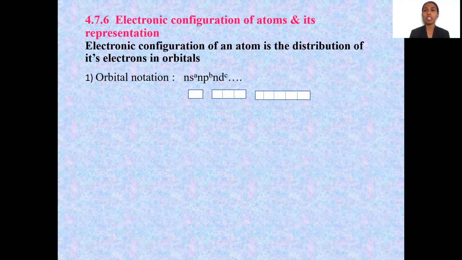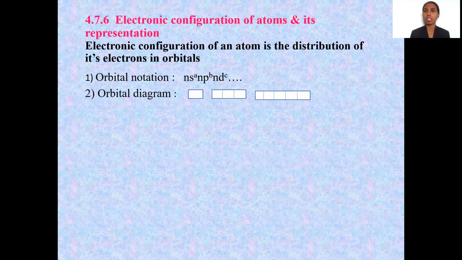Now there are 2 methods of writing electronic configuration. First one is the orbital notation and second one is the orbital diagram. Now orbital notation, here we can see how we can write it down. The orbital notation here is shown as nsa, npb and ndc. Now what is the meaning, or how can we write the orbital notation? In the orbital notation, n is the principal quantum number, and the principal quantum number will describe the shell of that atom.